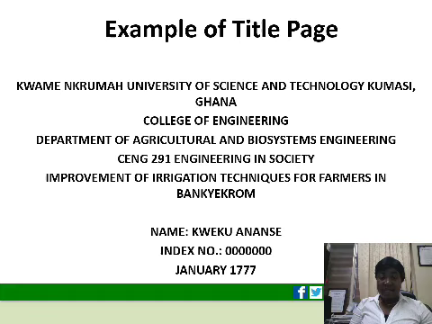So this is an example of a title page. So you see that the name of the university is there. You see the college, you see the department, you see the course name, and then the topic that the students worked on. And then you see the student's name and index number, the month and the year in which the work was done.